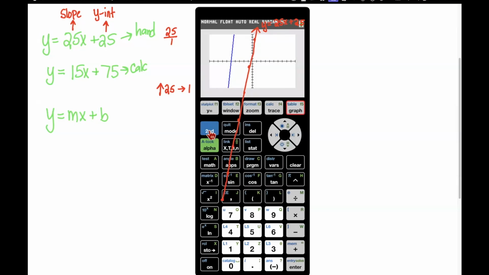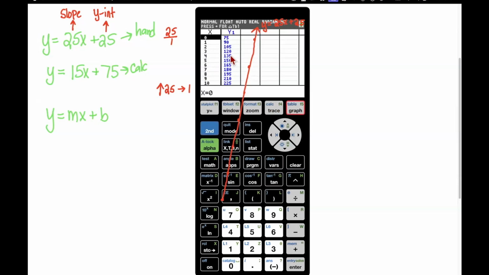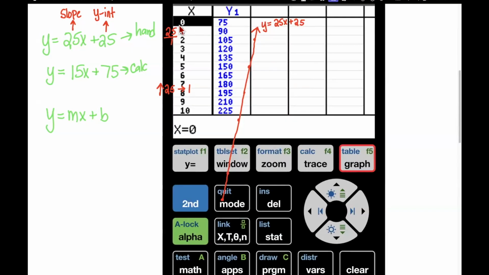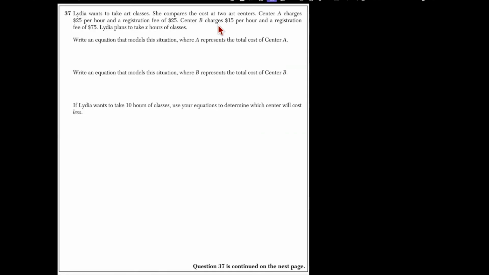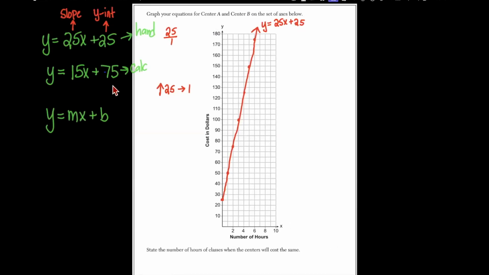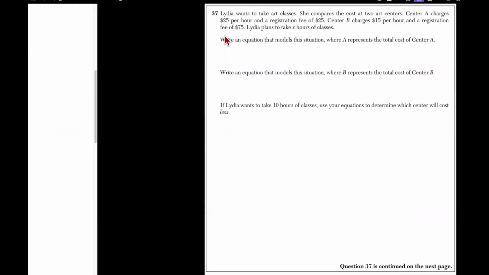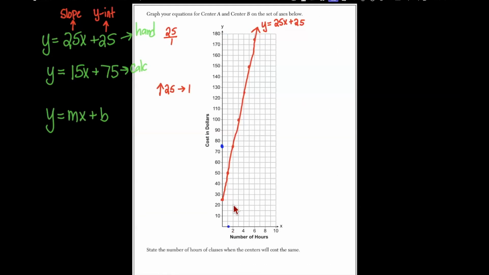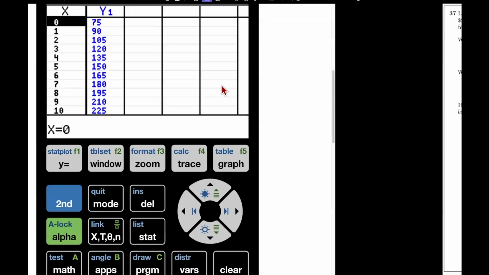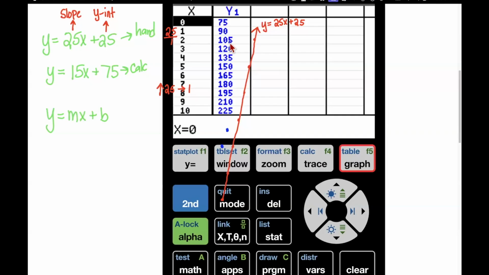So instead of looking at the graph, let's look at the table. The table shows me what those x and y values are. When x is 0, y is 75, which I can also see from here. That's my y-intercept, so (0, 75) is my first point. When x is 1, y is 90, so I'm over at 1 and going up to 90. Here's my next point. When x is 2, it's 105.